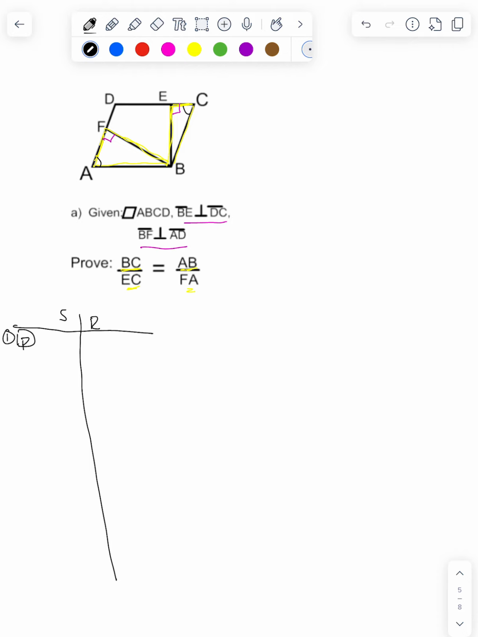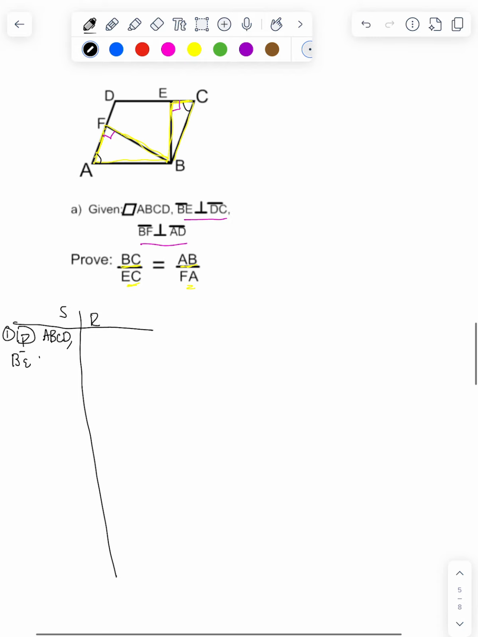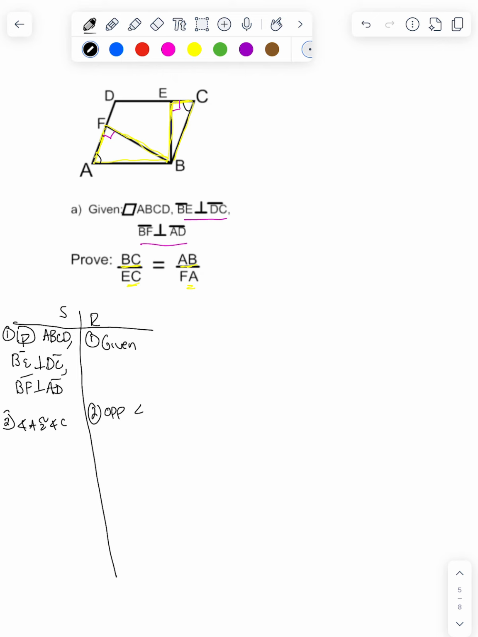So we have parallelogram ABCD. We have BE is perpendicular to DC. And we have BF is perpendicular to AD. That was all given to us. And then we said angle A is congruent to angle C because opposite angles of a parallelogram are congruent.